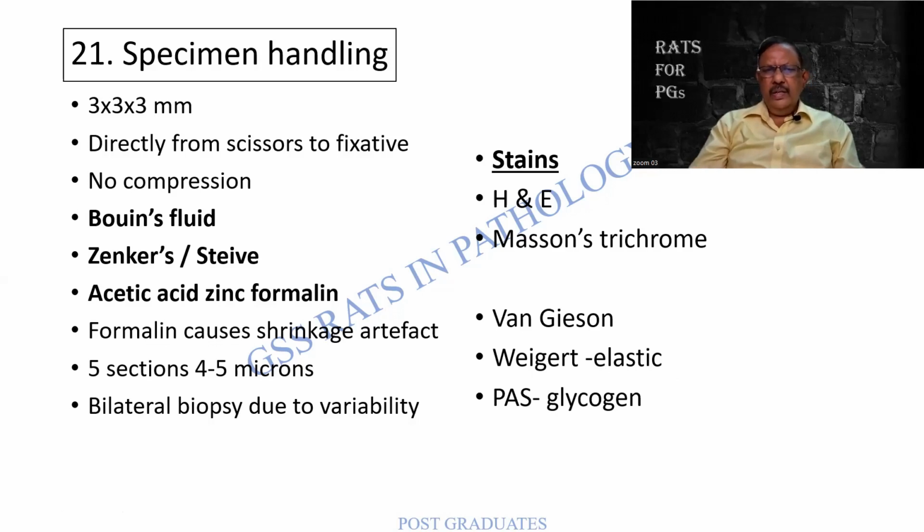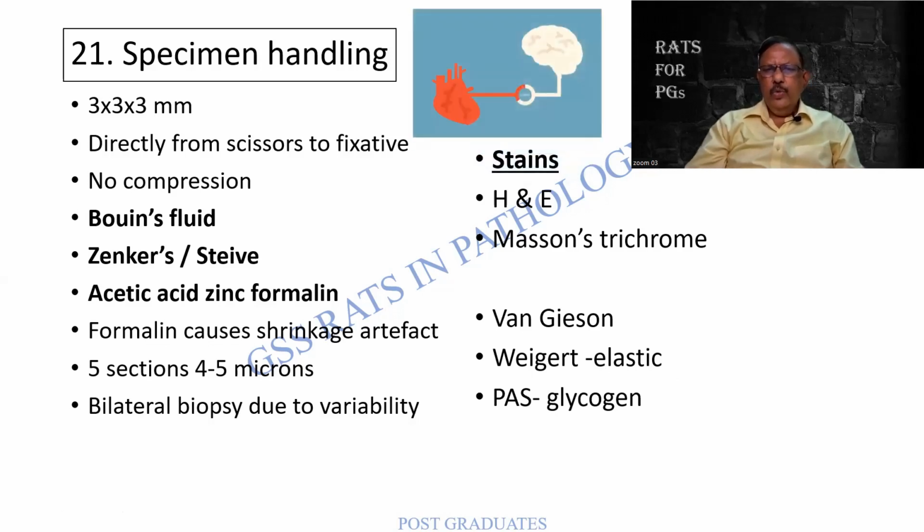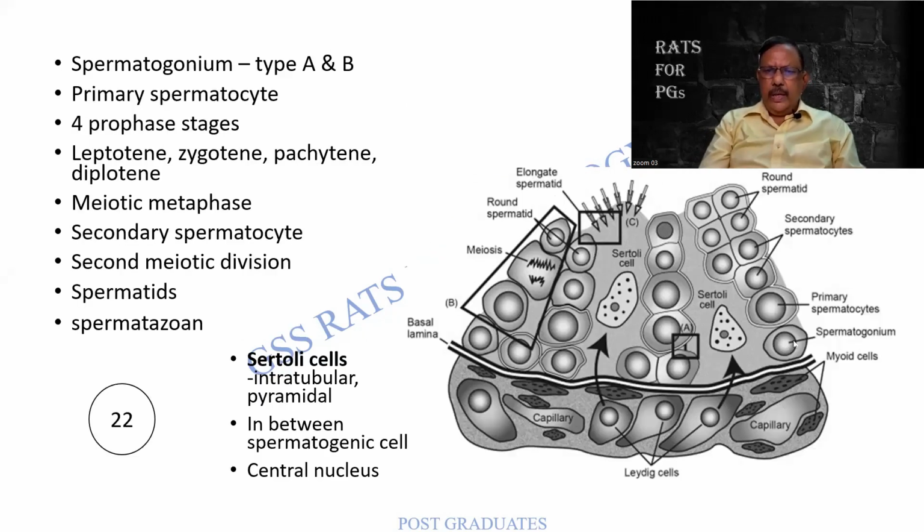So these are certain things which we will have to learn by heart. So take it from here to here, retain it, and reproduce in your exam. This diagram is of paramount importance, and these are the various stages. There is a spermatogonium, type A and type B, after which you have the primary spermatocyte. There are 4 prophase stages. There is a meiotic metaphase, secondary spermatocyte, second meiotic division happens, spermatids, and finally a spermatozoon is produced.